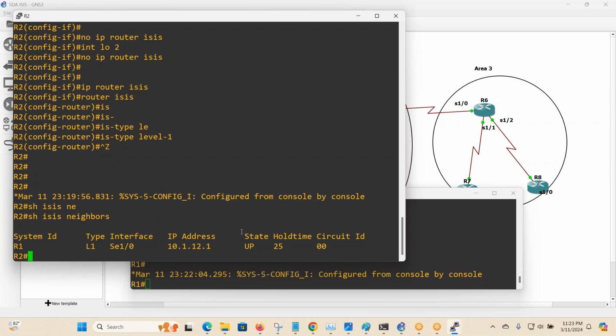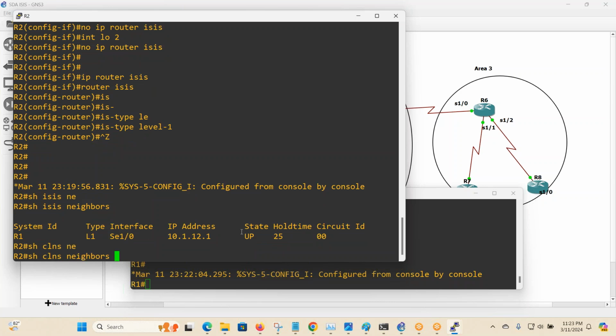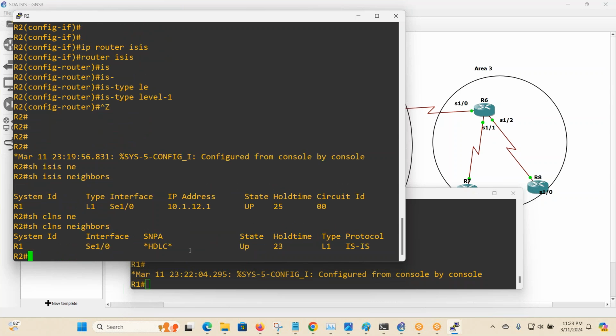If I change it to show CLNS neighbors, then it will show you a little bit different information. R1, serial 1/0. Instead of IP address, it is using subnetwork point of attachment. Subnetwork point of attachment, if it is Ethernet, then it is your MAC address. Otherwise, it is the HDLC protocol, whatever your encapsulation is.